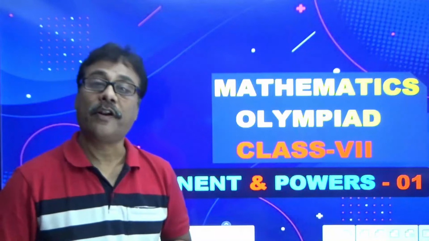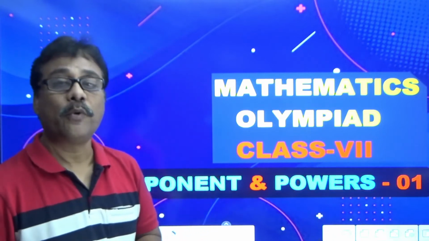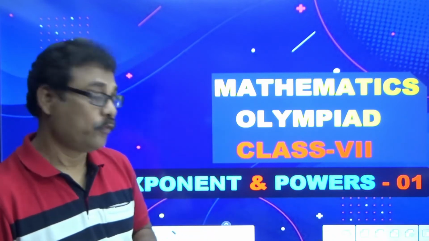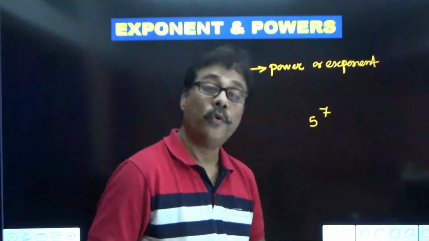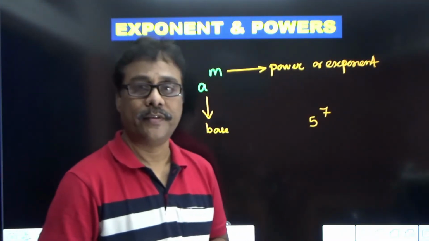Today in this video, we will be reading a new chapter for class 7 for Mathematics Olympiad, that is Exponent and Power. Now students, because this is video number 1 for this series, so first of all we will go to read some concept behind this chapter, then we will do some questions.